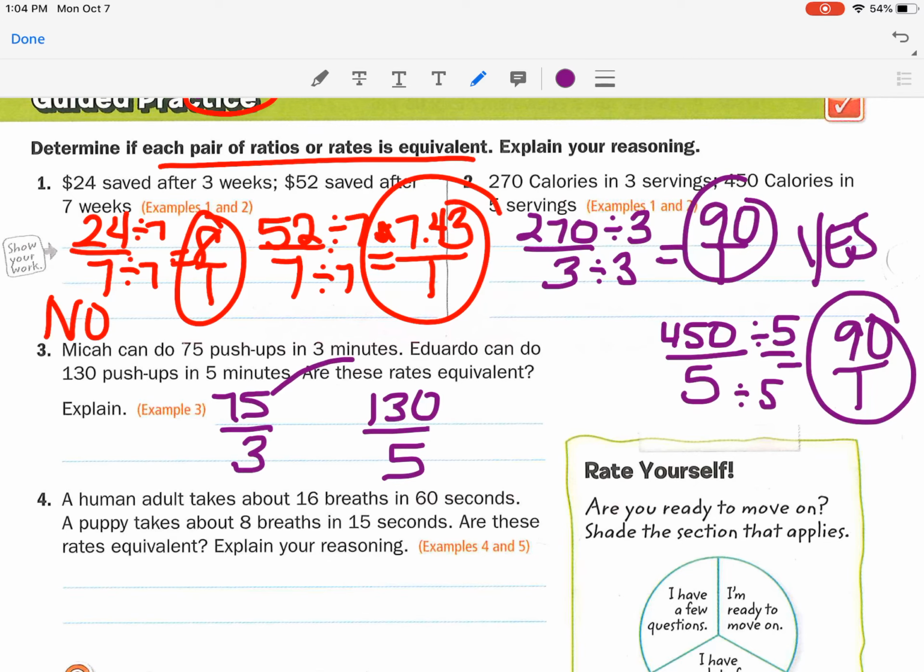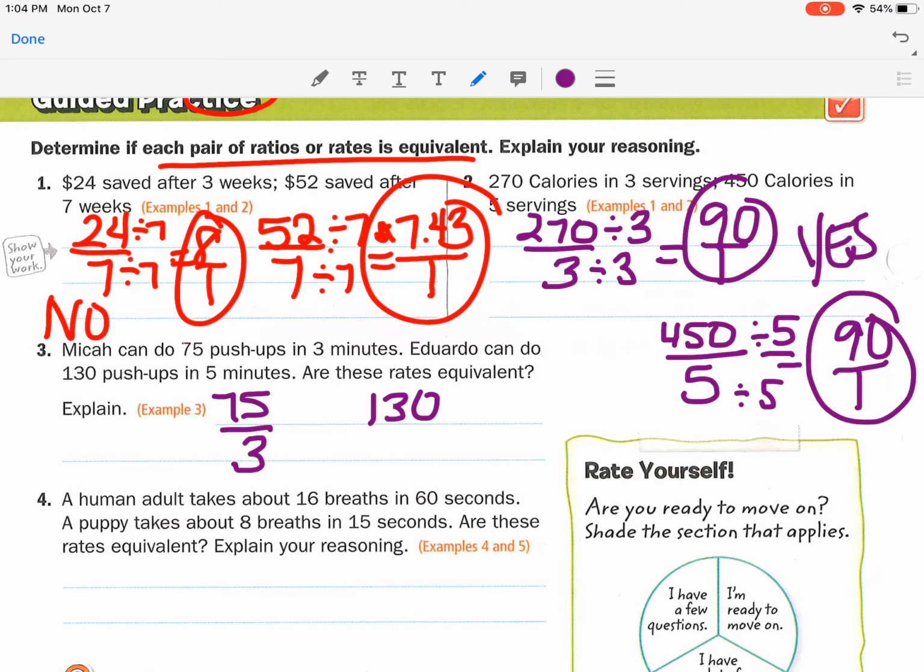Well, how am I going to get from here to here? See, this one is not an easy one to do that, is it? So we are not going to want to try to figure out an equivalent fraction on this. We are going to want to try to get it to a unit rate. Looking at this and going 75 times what gives me 130, it's not going to be a whole number. And 3 times what to get 5 is not going to be a whole number either.